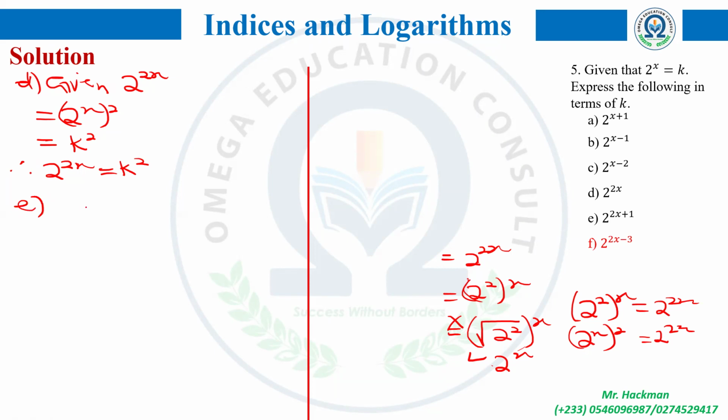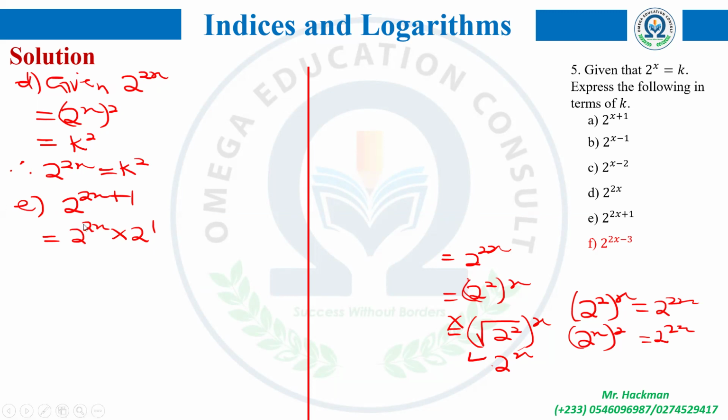Okay, so our last but one question, our last question together anyway. So what are we given? I can choose not to write the given, and I'll write 2 to the power 2x plus 1. When you see plus, you know that this is the same as 2 to the power 2x, then times 2 to the power 1. Do you agree?